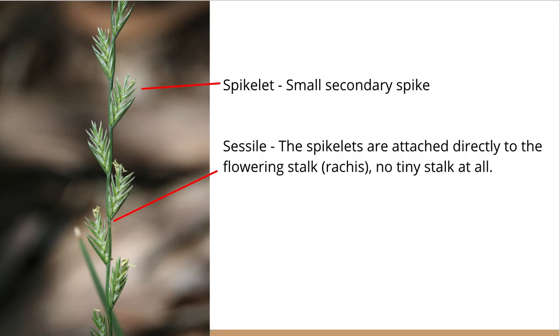So moving on to spikelets and sessile. A spikelet, as mentioned earlier, is a small secondary spike. Now this is an image of a ryegrass. But you can see you've got the rachis, which is, again, the main axis stem. And then off from that, you have the spikelet. You don't have a pedicel, and that's because this is sessile. So the spikelets are directly attached to the flowering stalk. So there's no tiny stalk at all. There is no pedicel.